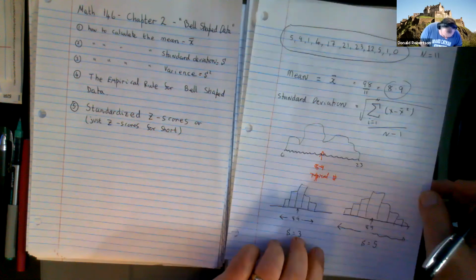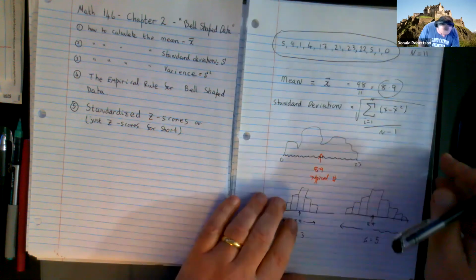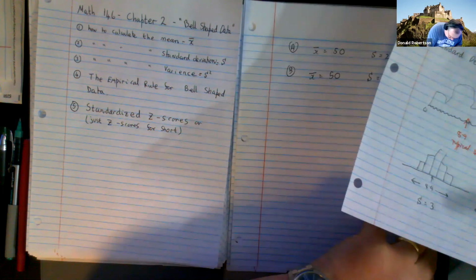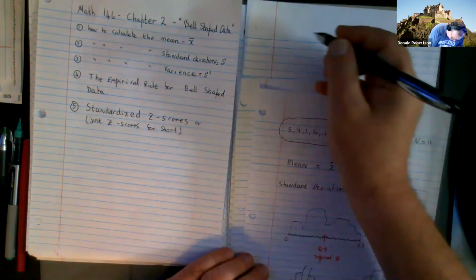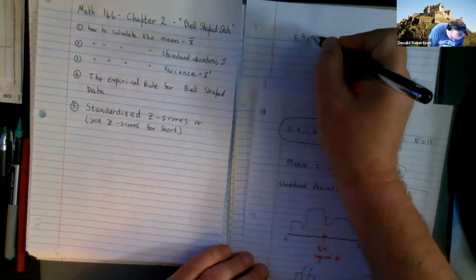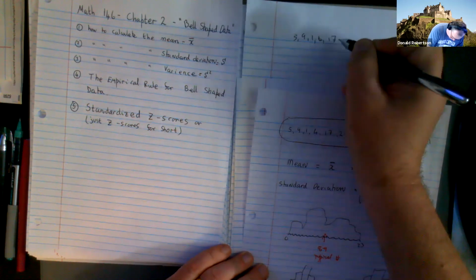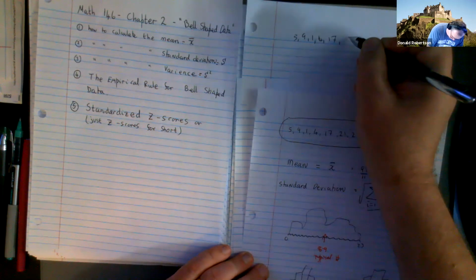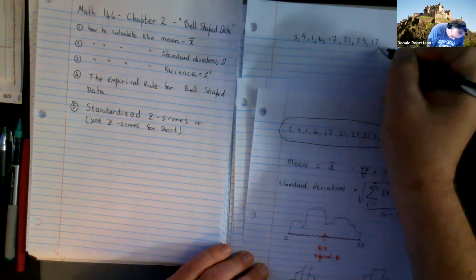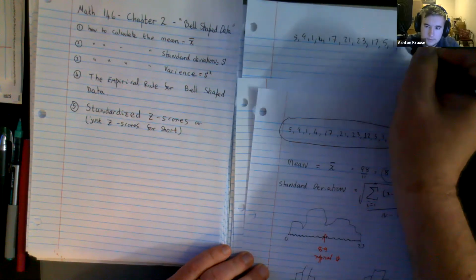And since I've got my little data set and I've made a mess of it, I'm just going to rewrite it again. 5, 9, 1, 4, 17, 21, 23, 12, 5, 1, 0.